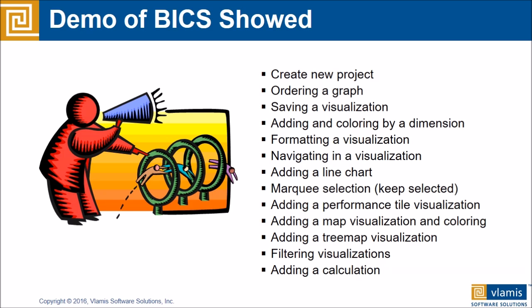Then we also used the marquee selection capability to keep just 4 quarters selected, and then added performance tiles, maps, and tree maps to that. And then we also showed how the filtering capability allows you to select which countries you want to look at, or whatever column you're looking at, as well as adding your own new type of calculation to the system.